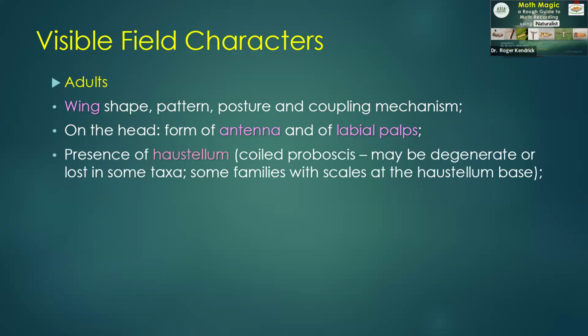Does the moth have a haustellum? That's the technical name for the tongue, which generally is known as a proboscis for insects, but for Lepidoptera, it's one of the 37 taxonomic characters that separates Lepidoptera from everything else. Now, some moths, things like the Saturniidae, Atlas moth group, don't have a haustellum. Some species, families even, have scales at the base of the haustellum, the Gelechioidea. In fact, all gelechiids have scales at the base of their haustellum.